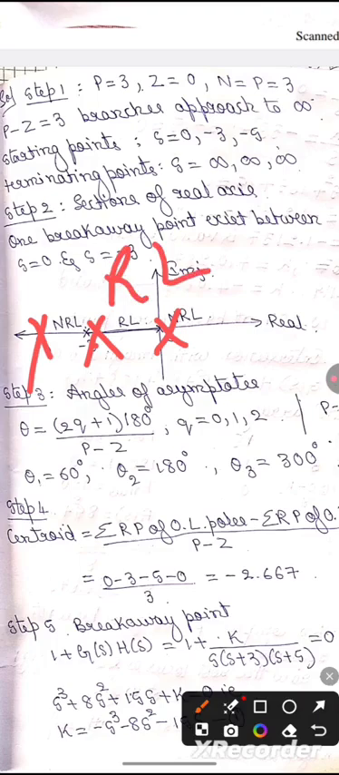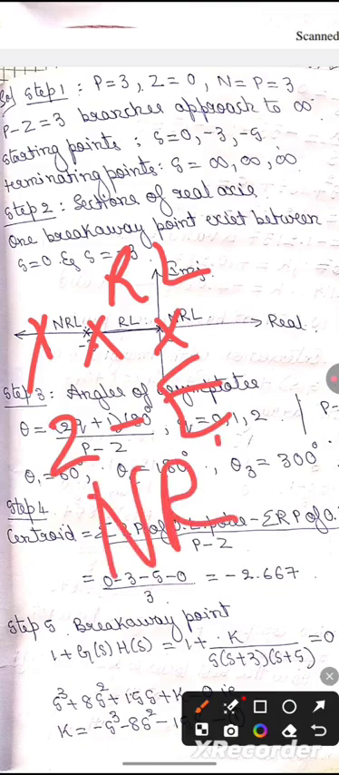When you hold a hand at minus 5, minus 3 and 0 is visible, that is 2 poles are visible. So 2 is an even number, right? So no root locus exists for an even number. Root locus exists only when the number of visible poles is odd. If there are zeros, you should consider them also.